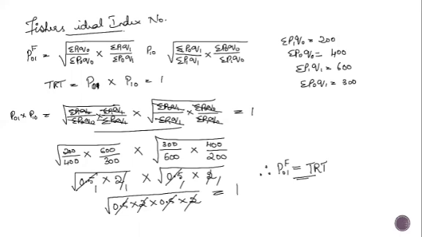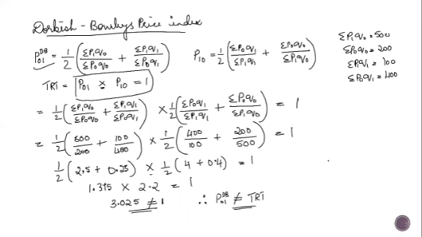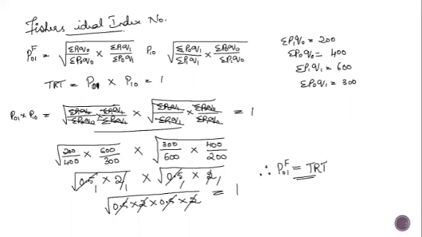It satisfies TRT. Okay, so Dorbish and Bowley's method does not satisfy it, because you cannot directly cancel, and it is in the arithmetic mean. When it is in the arithmetic mean, direct cancellation is not possible. You have to calculate. Whereas here you can cancel it directly because it is in the product form. Next method, the last method is Kelly's method.